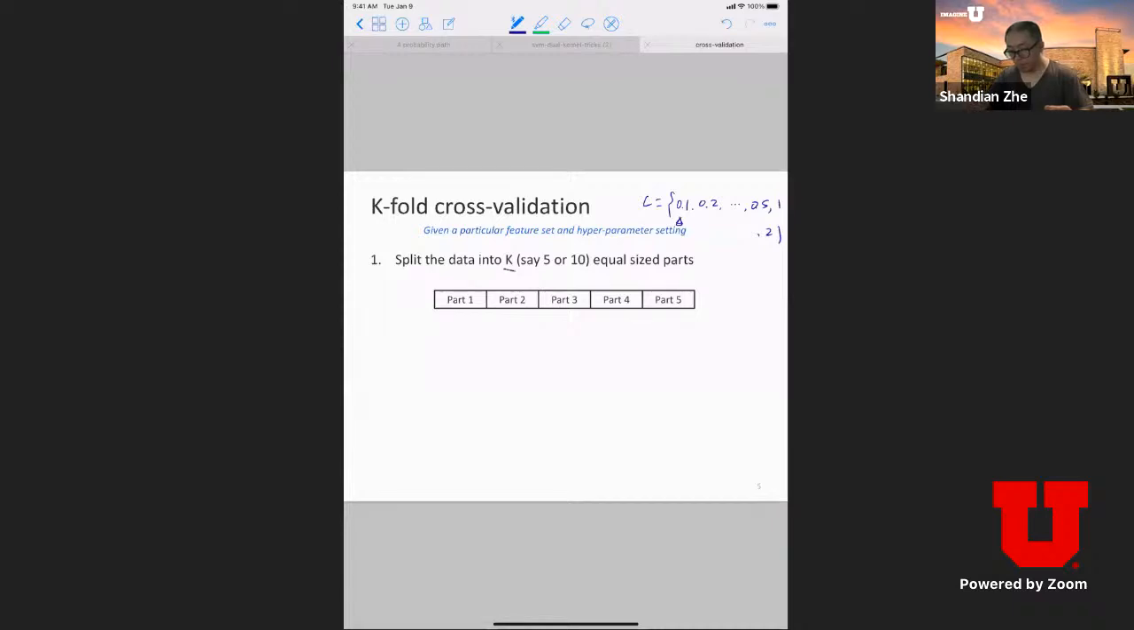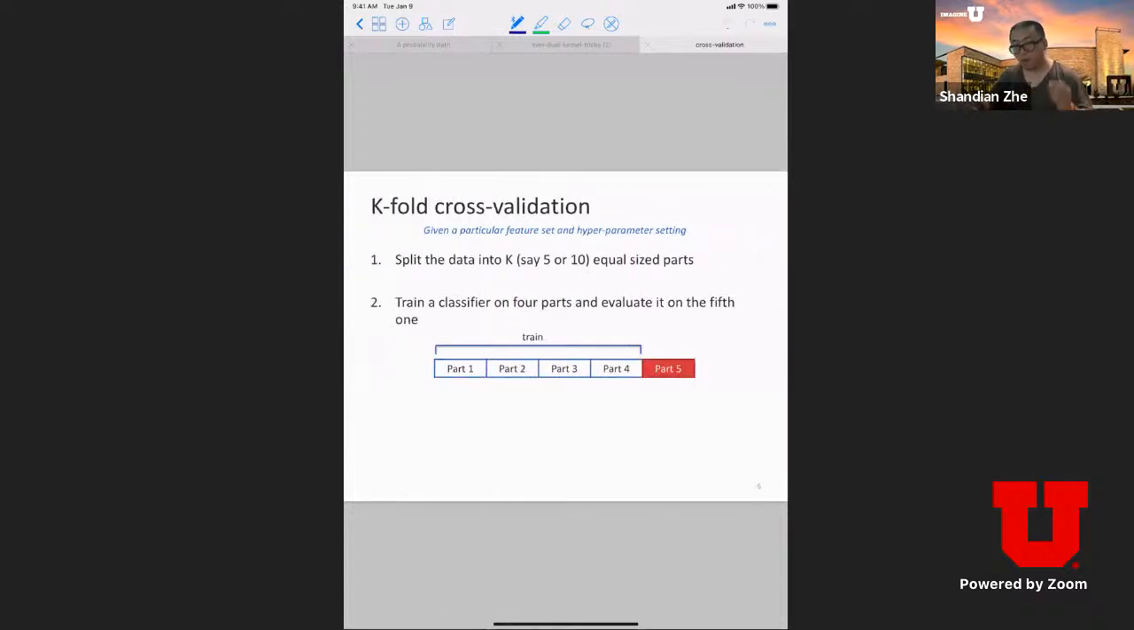So we first split the data into k equal-sized parts. k is usually chosen as 5 or 10. Here, we just use 5. That means I randomly partition the data into 5 equally sized parts. Every time I use one part as the test set and the remaining parts for training, then I test on this test set and get my accuracy. So the first time, I use parts 1 to 4 for training and part 5 for testing. I get the accuracy on part 5.